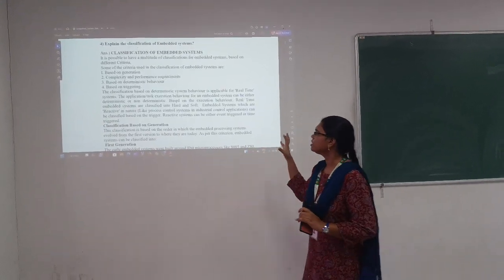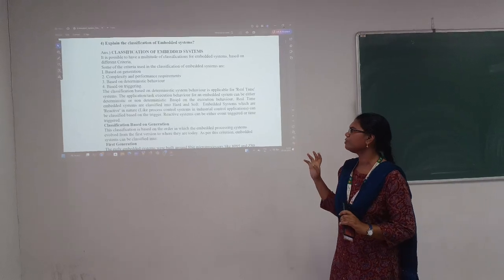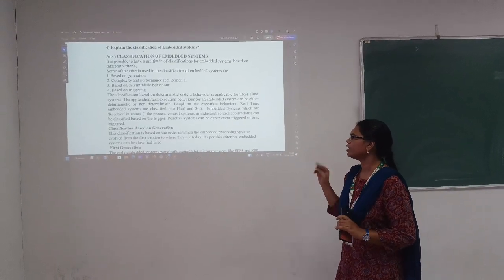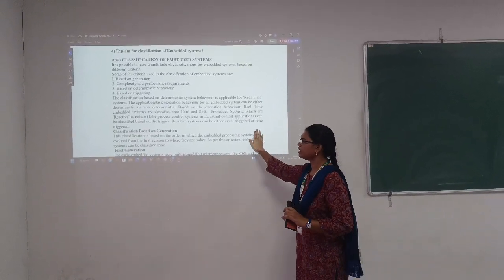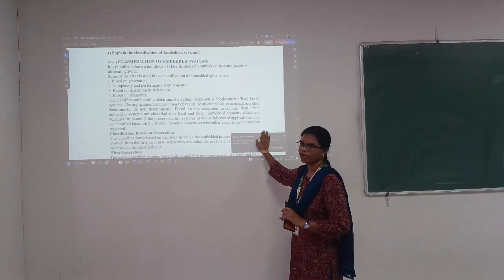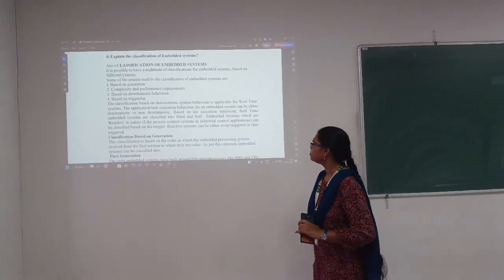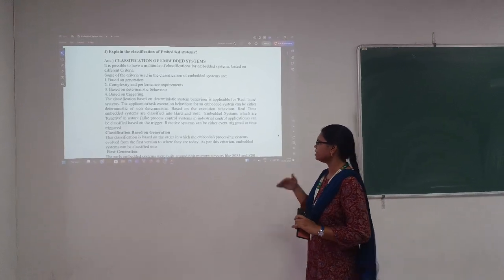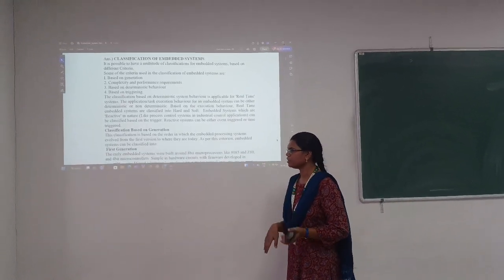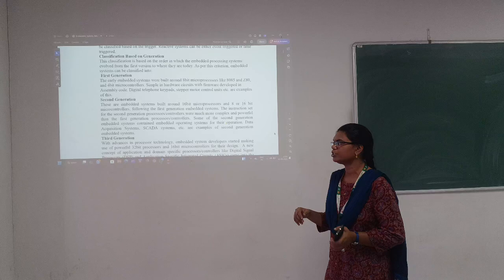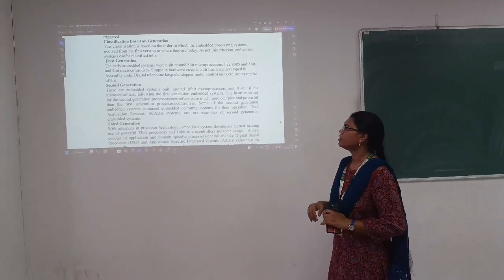Okay. Next one is classification based on triggering. It has been divided into two, event triggered and the time triggered. Okay. Next classification is based on generation. So generation, as we are saying it, has been classified into three generations: first generation, second generation and third generation. Okay, what is the first generation?